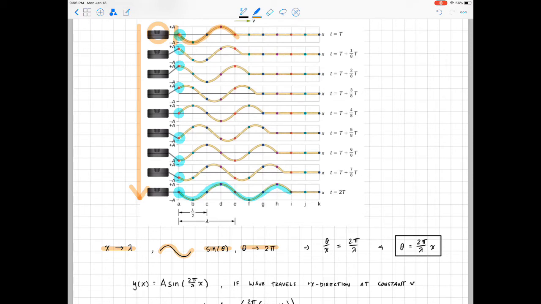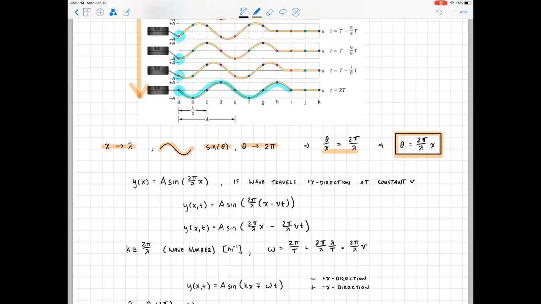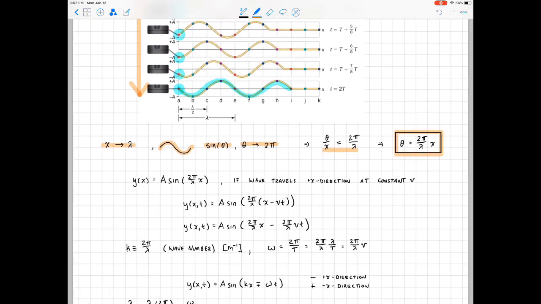And so we can take those two relationships, that for the sine function, theta can go through 2 pi, and the position here can go all the way up to the wavelength, and we can write down this relationship where we take the ratio of those two expressions. And then if we rearrange that, we can write out an expression for theta in terms of the position. And again, the reason we're doing this is we want to write out a mathematical model, a function that represents this shape, this wave.